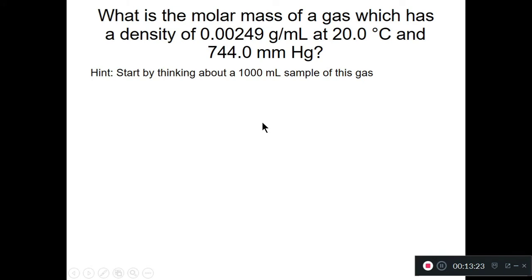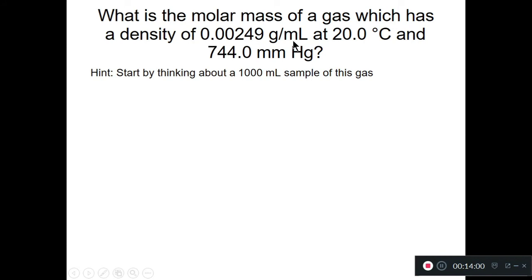Here's another version of this type of problem. What is the molar mass of a gas which has a density of 0.00249 grams per mole at 20 degrees Celsius and 744 millimeters of mercury? So I'm given a temperature, a pressure, and a density, and I'm asked about molar mass. Remember, the units of molar mass are grams per mole. So I'm thinking if I just knew how many grams it was and how many moles it was, I could figure this out. So that's exactly what we're going to do.